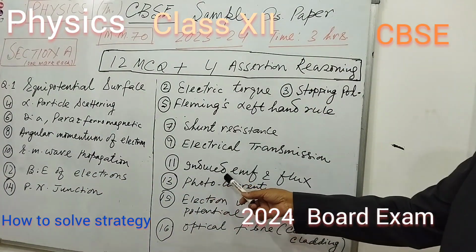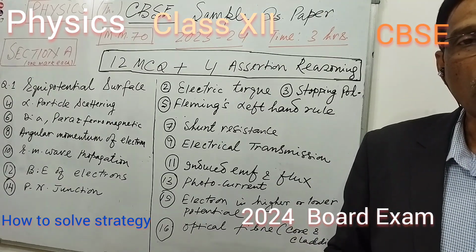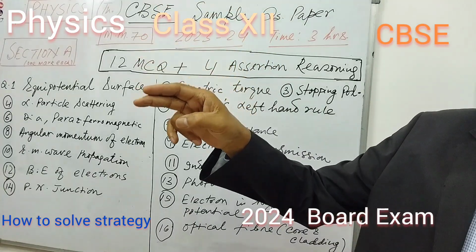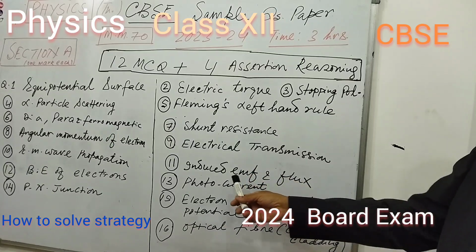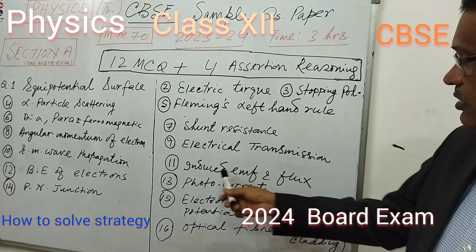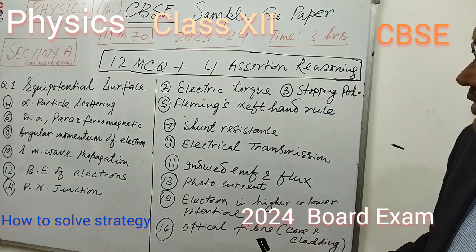Question number 11 is on induced EMF and flux. Okay, how the relationship is, and the rate of change of current is given to you, and you need to find out what is d phi. Okay, so you can find out d phi from that given condition of the question. Read it correctly, you will find it.